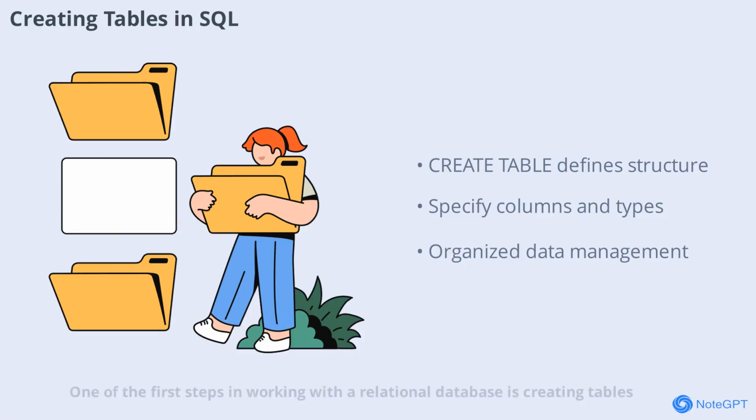One of the first steps in working with a relational database is creating tables. In SQL, the CREATE TABLE command lets you define the structure of your data, including the columns and their data types. For example, you might create a table for customers with columns for name, email, and phone number. Defining tables carefully ensures your data is organized and easy to manage. Next, we'll look at how to insert data into these tables and keep your information up to date.